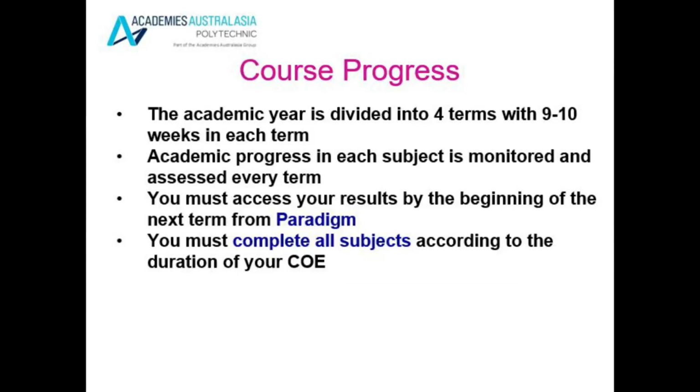Course progress. The academic year is divided into two semesters with 2 10-week terms in each semester. Academic progress is monitored and assessed throughout each unit every term. You must access your results by the beginning of the next term from Paradigm. You must complete all subjects according to the duration of your COE.